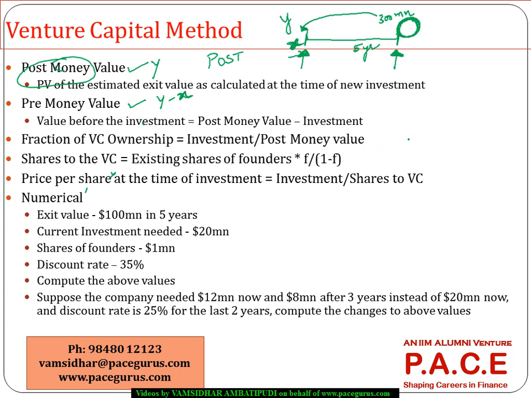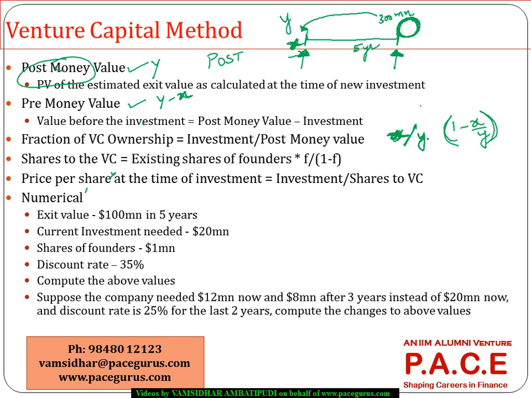So because I am investing X in it, the fraction of ownership which I need to get in that particular company is this: I am investing X for a company which is expected to have a value of Y. So X by Y should be my proportion of shares. 1 minus X by Y should be the proportion of shares of the original owners.